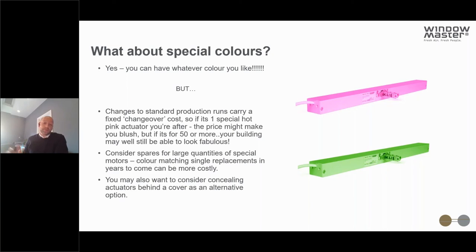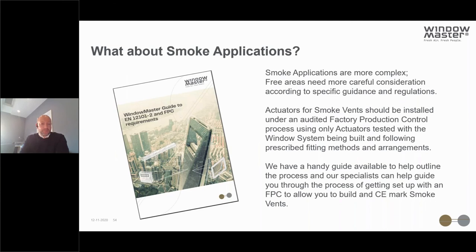And of course, when you're looking at color matching actuators, concealing them behind a cover profile is often a very cost-effective alternative. What about smoke applications, I hear you ask? Smoke applications are slightly more complex, and the free areas certainly need a little bit more consideration according to specific guidance and the regulations, and the actuators used need to be installed under an audited factory production control process, using only the actuators and components with systems that have been joint tested together following the prescribed fitting methods and arrangements.